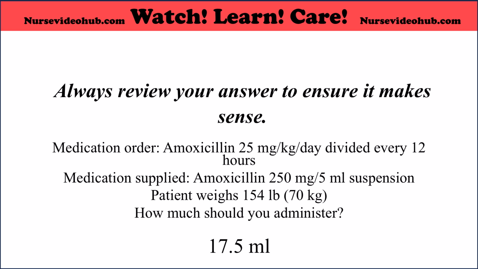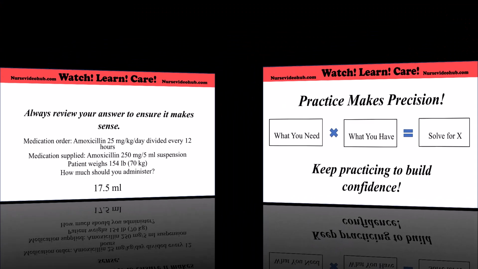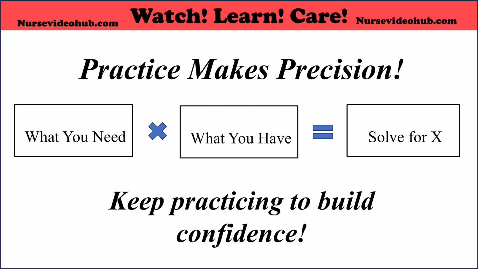The reverse method is to multiply the amount to be administered, 17.5 milliliters, by the concentration available, 250 milligrams divided by 5 milliliters, which equals the prescribed dosage, 875 milligrams. Practice makes precision. Keep on practicing to build your confidence.